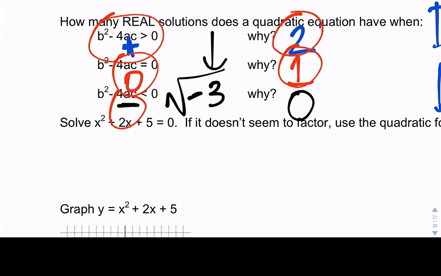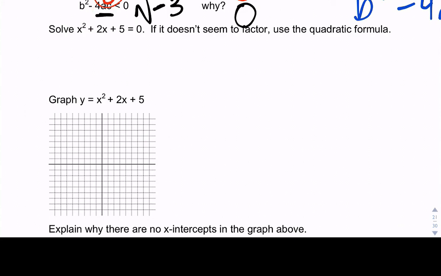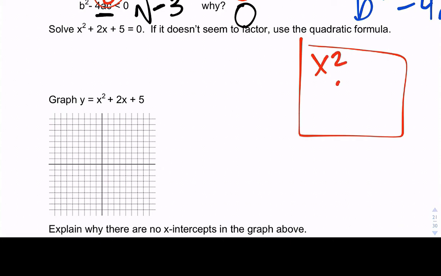All right, the next one, solve x squared plus 2x plus 5 equals 0. If that doesn't seem to factor, use the quadratic formula. All right, so again, what we're looking for is what numbers multiply to 5. If I put it in our box and circle, x squared, 2x, 5.